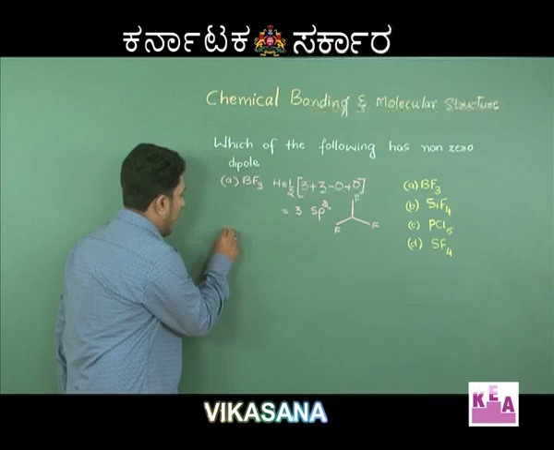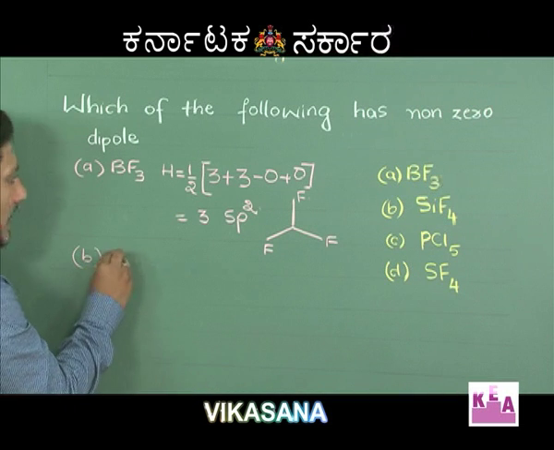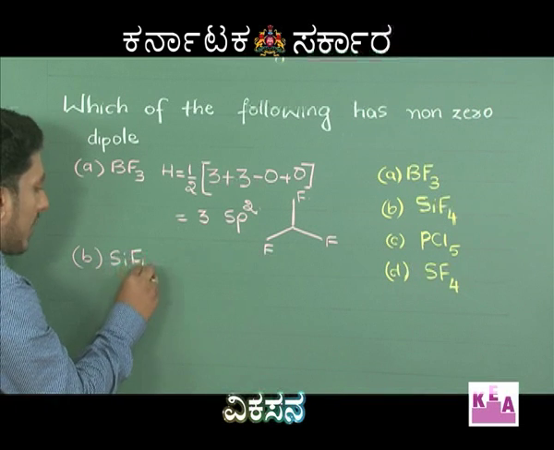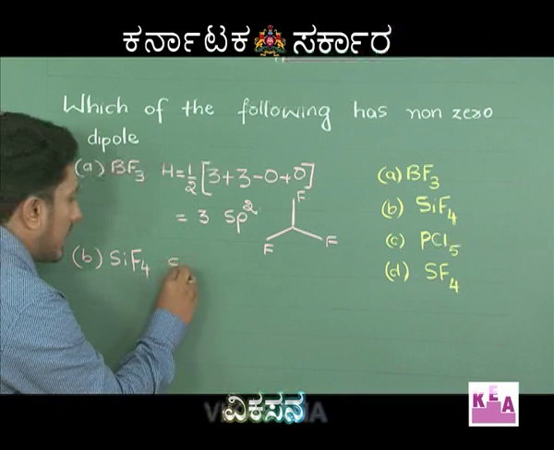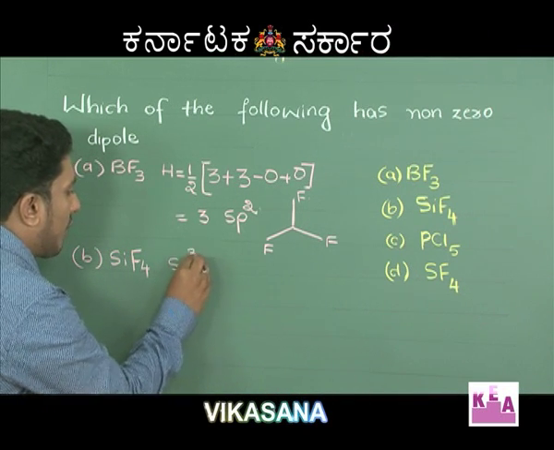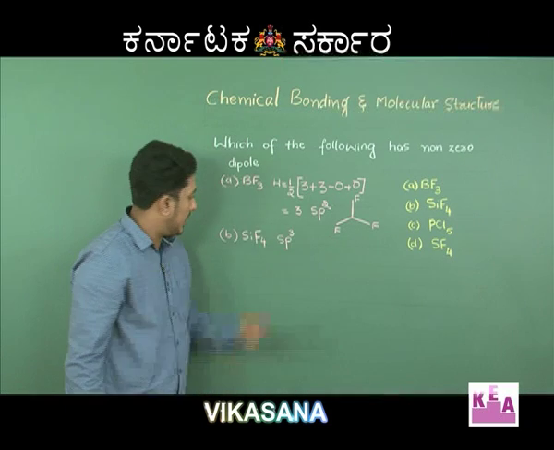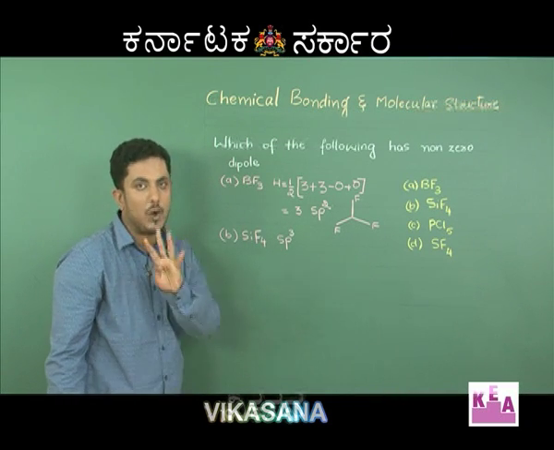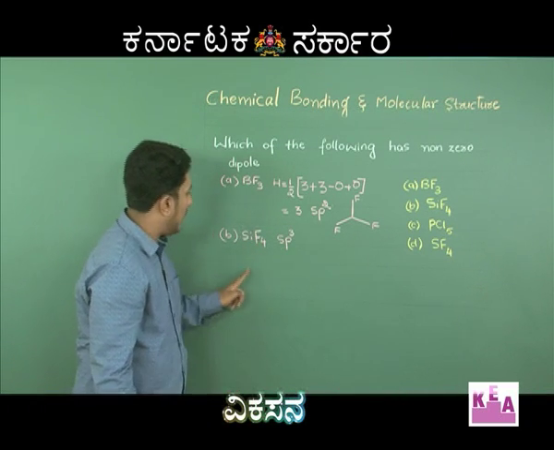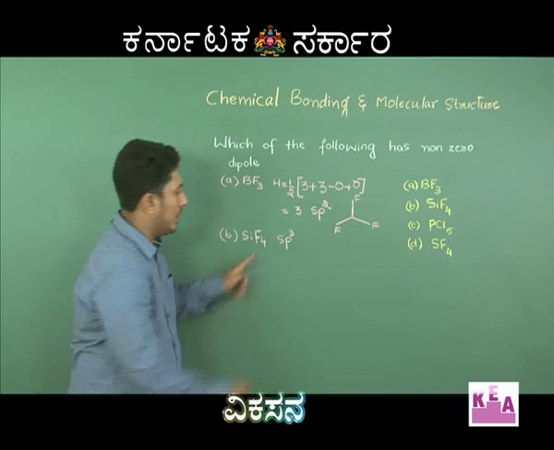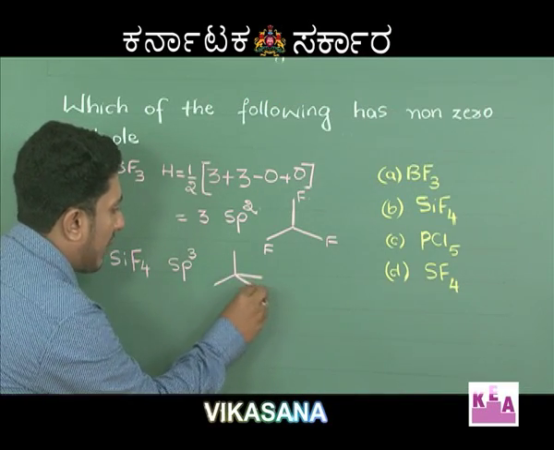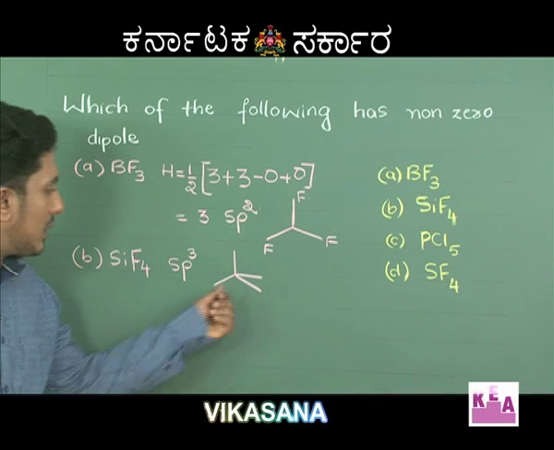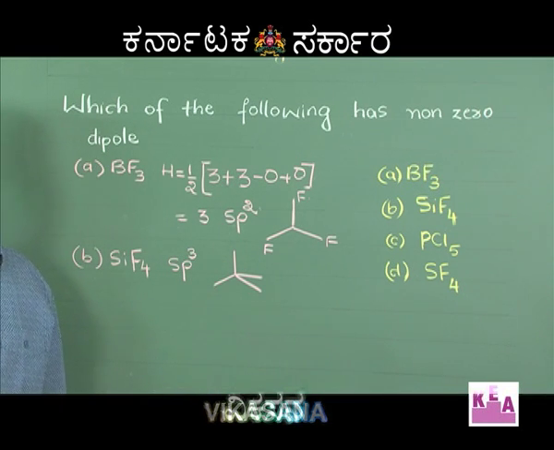Similarly, if you find the hybridization of SiF4 by the same method, the hybridization of silicon in SiF4 is sp3. That means silicon contains 4 hybrid orbitals and all the 4 hybrid orbitals are occupied by fluorine. Hence, SiF4 has a perfect tetrahedral shape. Hence, the dipole moment is equal to 0.